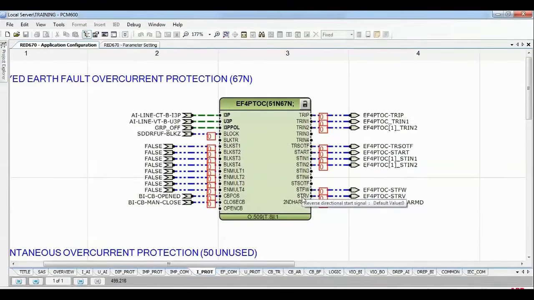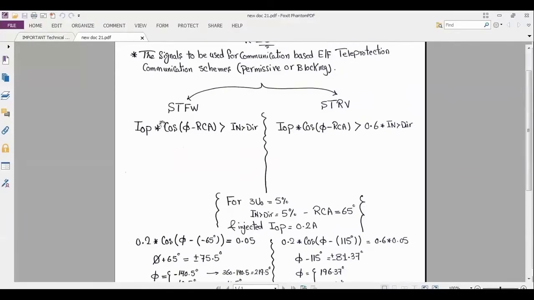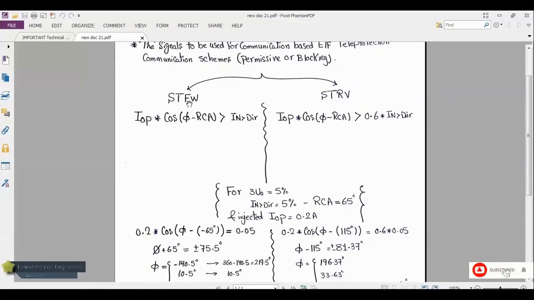We will start with start forward and start reverse. If you come here, for the start forward to be 1, this equation must be satisfied, and for the start reverse to be 1, this equation must be satisfied. What does this equation say? It states that the I operating, which is the current IN that is real at the moment of voltage occurrence, multiplied by cosine of phi minus the RCA, which is the relay characteristic angle, must be greater than a setting called IN>Dir. It must be greater than the setting IN>Dir. And the start reverse is the same equation, but must be greater than 60% of IN>Dir.